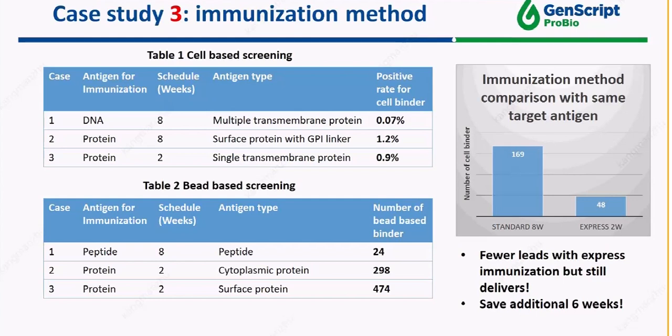And I think we might recommend this coupling of single B-cell screening with express immunization for any client or for any project that is extremely time sensitive. But we can also start the express and standard immunization at the same time as a backup. So it might be wise to consider that. In case the express immunization doesn't deliver, we can, as a backup, continue on with the standard immunization.